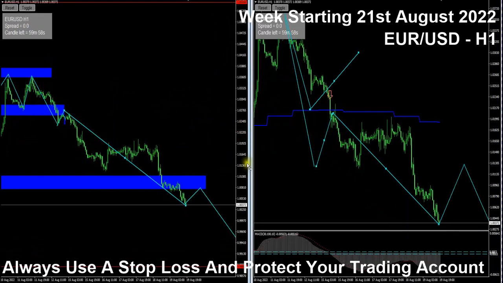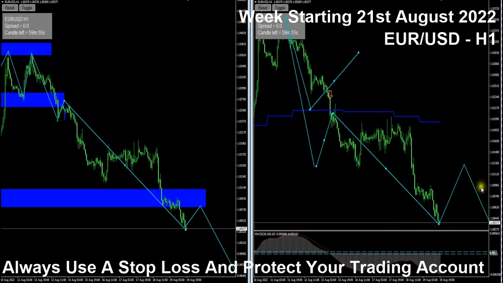So there you are, price action trading for next week, looking for a sell, as well as our non-repaint indicator looking for a sell next week.